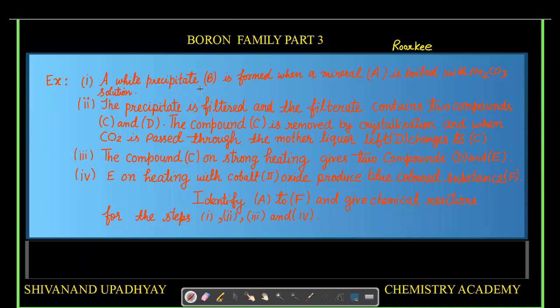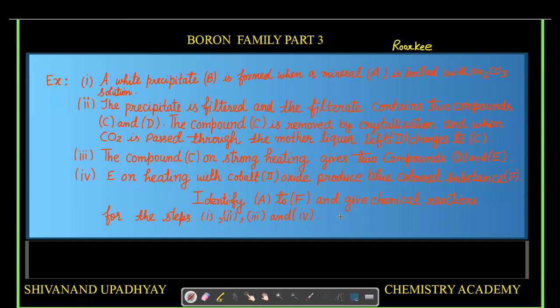Another example: a white precipitate B is formed when a mineral A is boiled with Na2CO3 solution. The precipitate is filtered, and the filtrate contains 2 compounds C and D. The compound C is removed by crystallization, and when CO2 is passed through the mother liquor, left D changes to C. The compound C on strong heating gives 2 compounds D and E. E on heating with cobalt oxide produces a blue colored substance F. Identify A to F and give chemical reactions for the steps 1, 2, 3, and 4.